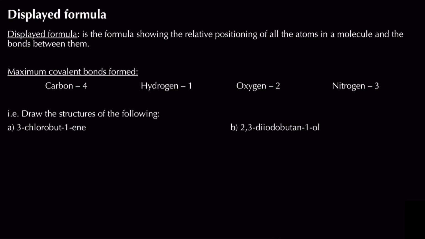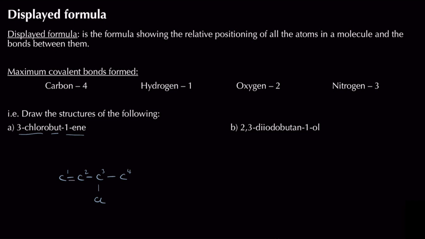Now, we need to draw the structures of the following molecules. And again, I would start off by looking at the stem. It's going to be but-, so I know I'm going to have 1, 2, 3, 4 carbon atoms in total. Now, of course, I've got a chlorine at the 3 position. So if I number this, I've got 3 carbon atoms over here, so at the 3 position we've got a chlorine, and then we've got an alkene at position 1 as well. So I'm going to have a double bond over here.